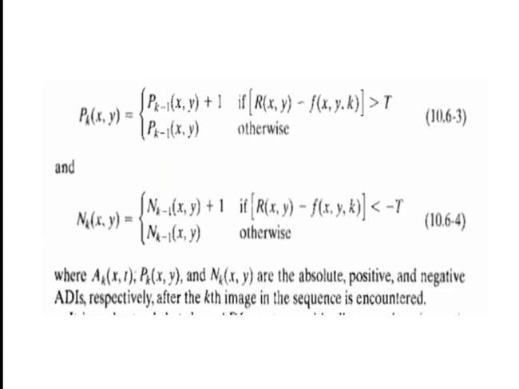P_k(x,y) is equal to P_{k-1}(x,y) plus 1 if R(x,y) minus f(x,y,k) is greater than T, and P_{k-1}(x,y) otherwise. And N_k(x,y) is equal to N_{k-1}(x,y) plus 1 if R(x,y) minus f(x,y,k) is less than minus T, and N_{k-1}(x,y) otherwise, where A_k(x,y), P_k(x,y) and N_k(x,y) are the absolute, positive and negative ADIs respectively after the kth image in the sequence is encountered.